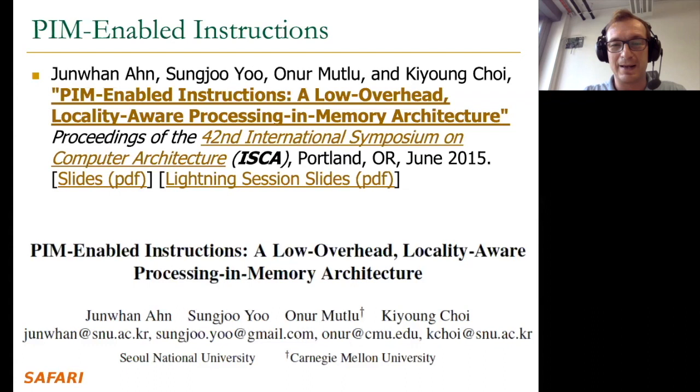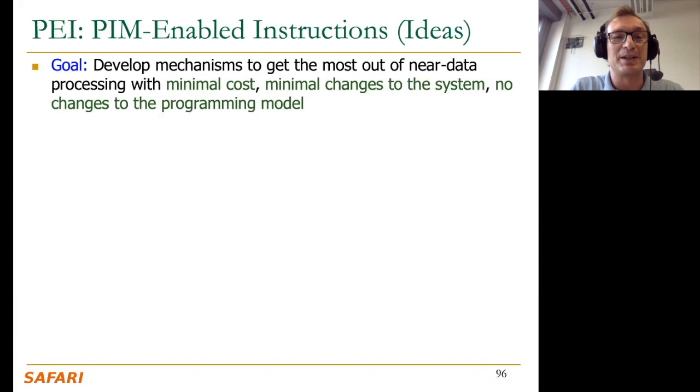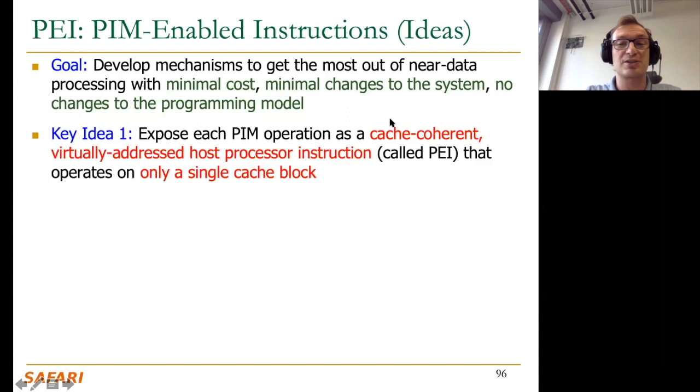The basic idea is actually very simple. Well, before the idea, let's restate the goal. Basically, we want to develop mechanisms to get the most out of near data processing with minimal cost, minimal changes to the system, and no changes to the programming model. And the key idea over here is to expose each PIM operation as a cache coherent, virtually addressed host processor instruction. Essentially, it's an ISA instruction. We call it PEI, PIM-enabled instruction. And we also add the restriction that the instruction operates only on a single cache block to avoid data mapping issues. So it's a very simple approach, right?